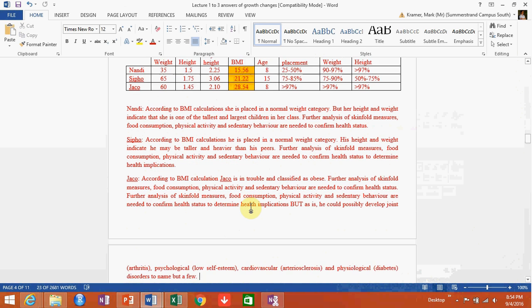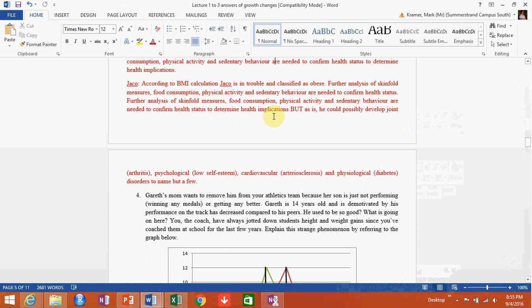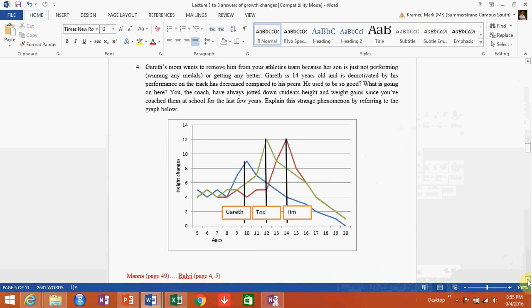Okay. Again, for children starting off with these problems at such a young age, your likelihood of developing problems such as joint problems, arthritis, psychological problems like low self-esteem, cardiovascular problems, arteriosclerosis, and physiological problems like diabetes is augmented. So we want to put an intervention in place. Okay, off to our next question.